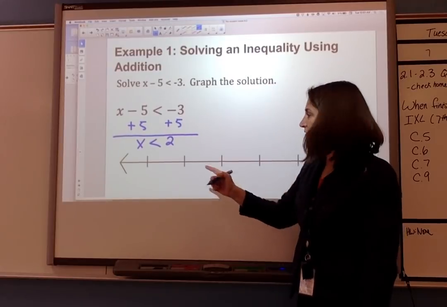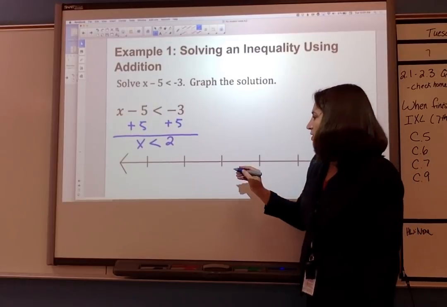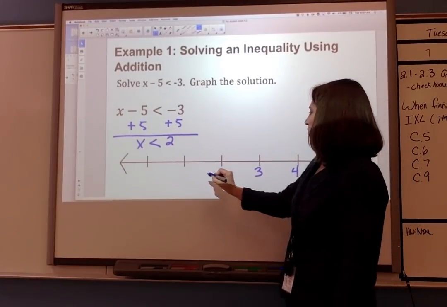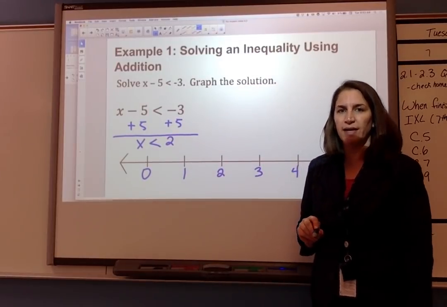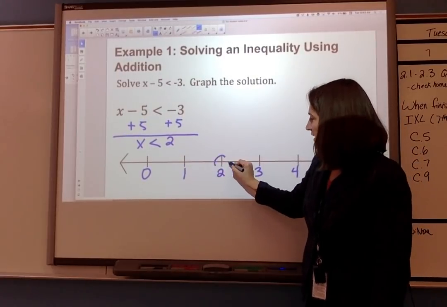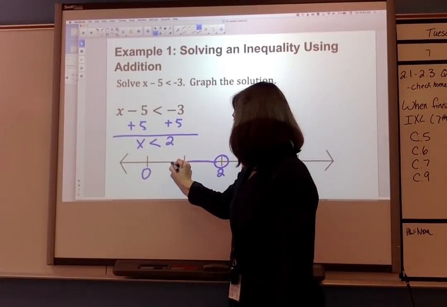So now when we graph this, we just want to be sure that 2 is somewhere on this number line. So I'm going to put 2 in the middle this time, and I'm going to fill out the other numbers. We'll just count by ones. There's no reason to break it up smaller than that. And we know that x is less than 2. So 2 itself is not a solution, open circle. But anything less than 2 is a solution.